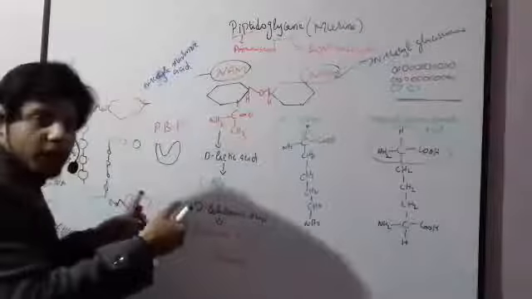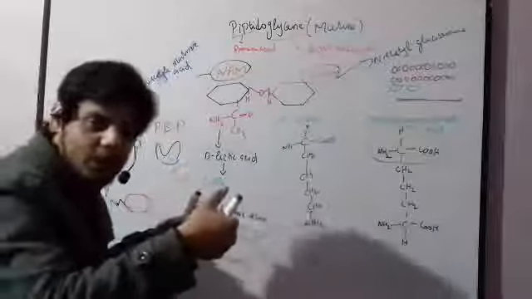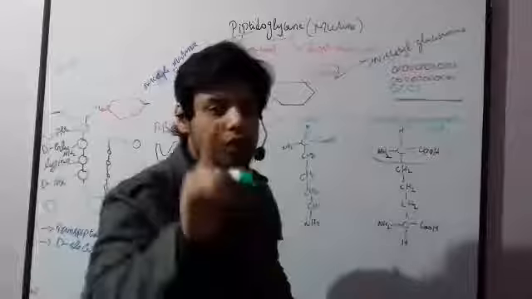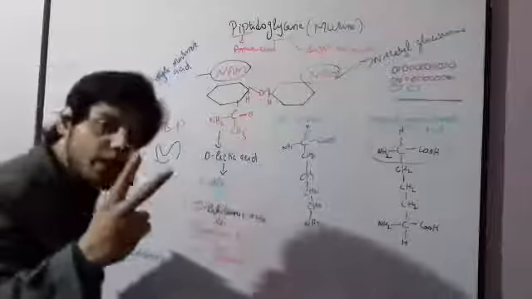Once these are attached, another NAM-NAG complex is also connected, and they also have the 5 amino acids: L-alanine, D-glutamic acid, lysine, D-alanine, and again D-alanine. So they are again connected here. But before connection, what do we have? We have an enzyme, a protein we call penicillin binding protein. This protein comes and does two kinds of activity.